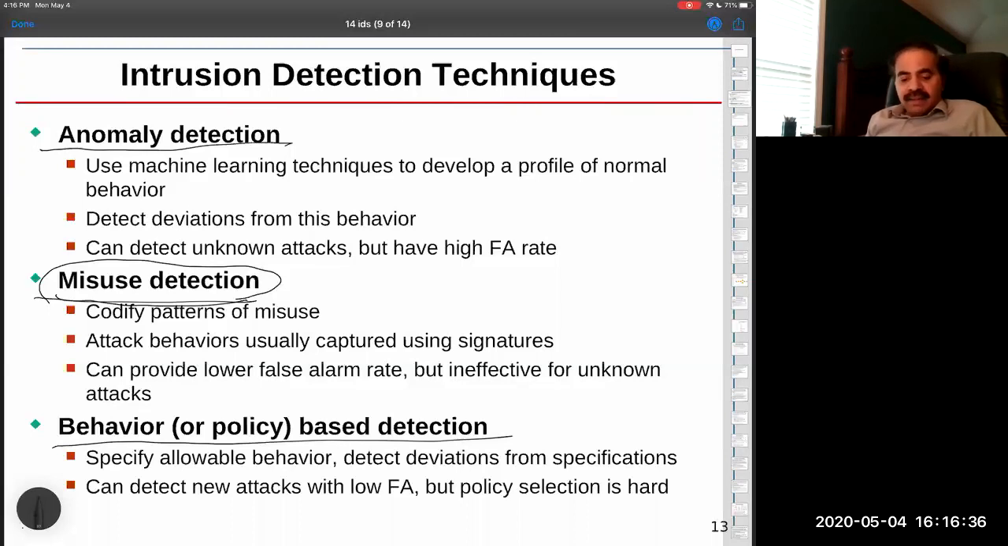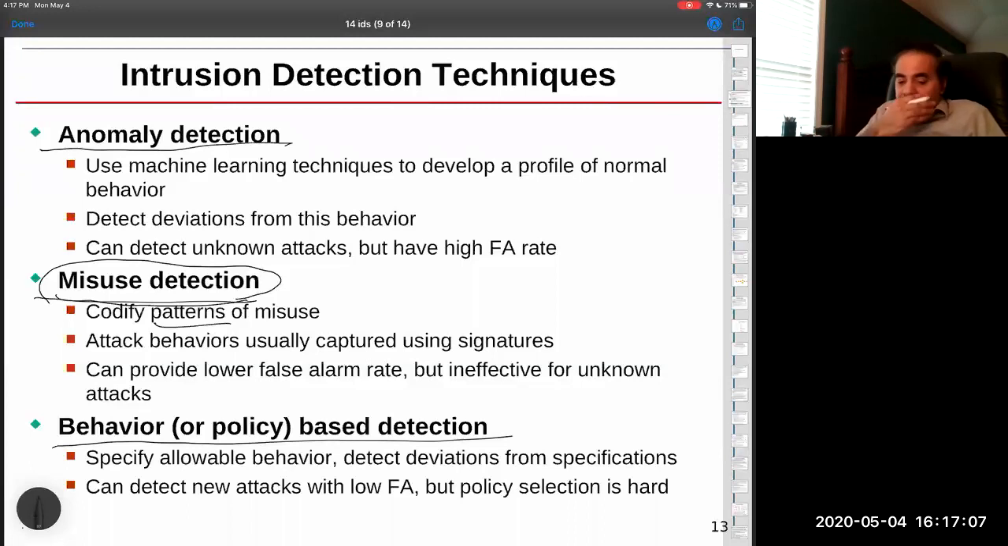And as soon as I describe it this way, it's easy to see what the problem could be. And that is, if there is a new attack that you haven't seen before, then because you haven't seen it before, there is no pattern that captures this attack. And therefore, the new attacks are not detected, right? So misuse detection is primarily aimed at detecting attacks that you have seen in the past, okay?